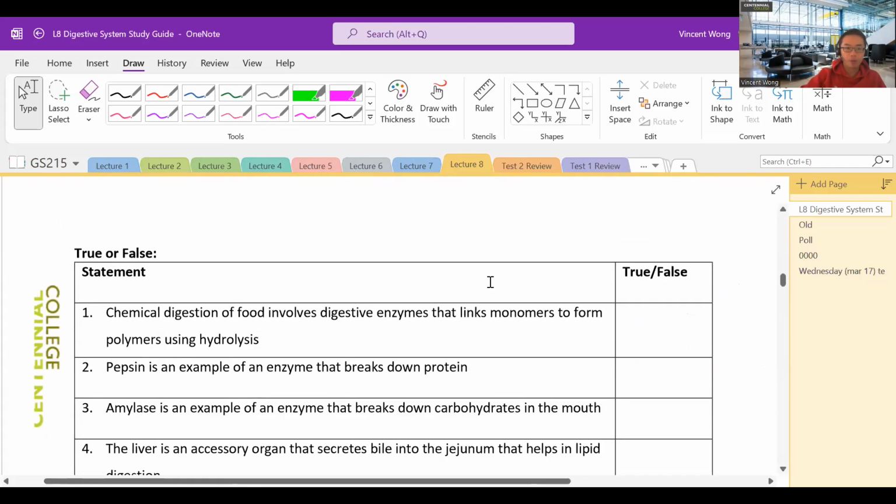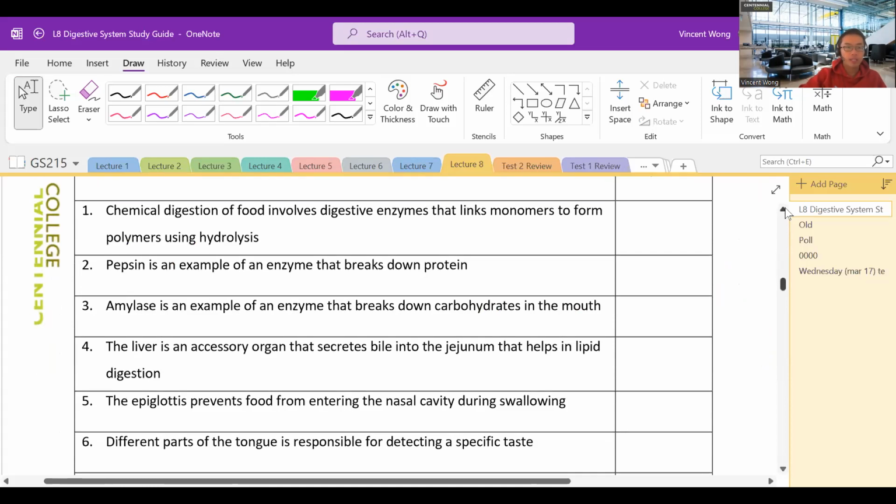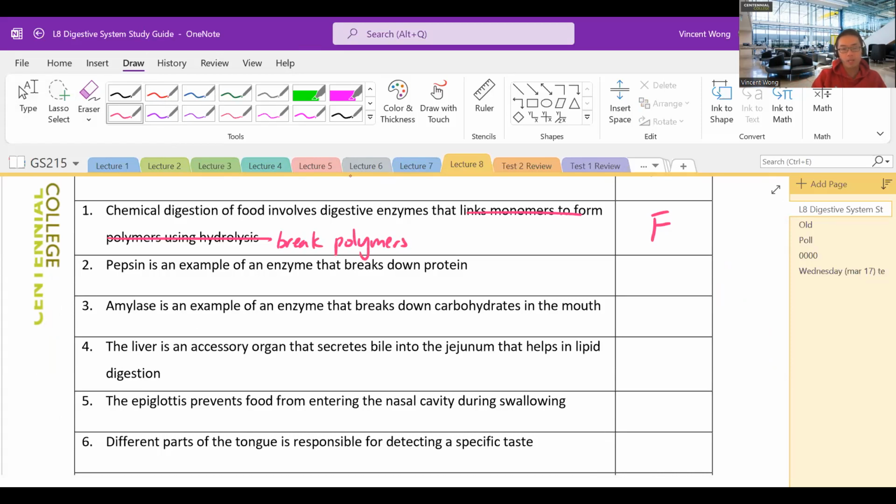All right, let's do some true or false. First question: chemical digestion of food involves digestive enzymes that link monomers to form polymers using hydrolysis. This is not true. Enzymes do not link monomers. They break polymers such as protein and carbohydrates into monomers. The process is called hydrolysis, though, so that's not wrong. This part is okay, but this is where the mistake is.